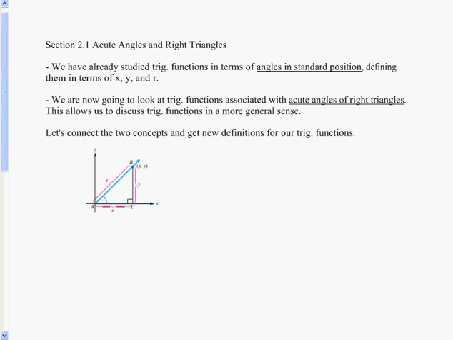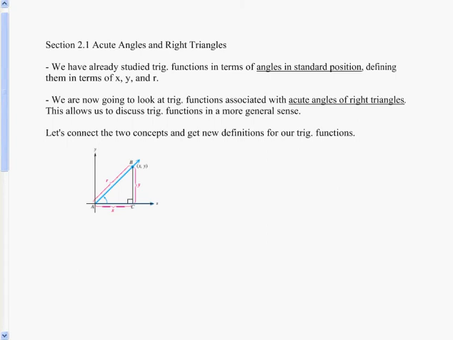Okay, section 2.1 talks to us about acute angles of right triangles. We have already looked at our trig functions in terms of angles in standard position and talking about them in regard to x, y, and r. We want to move to a more general sense, away from the plane and just into a regular right triangle. And so we're going to connect the two and move to those new definitions. Hopefully they're going to make sense to you.